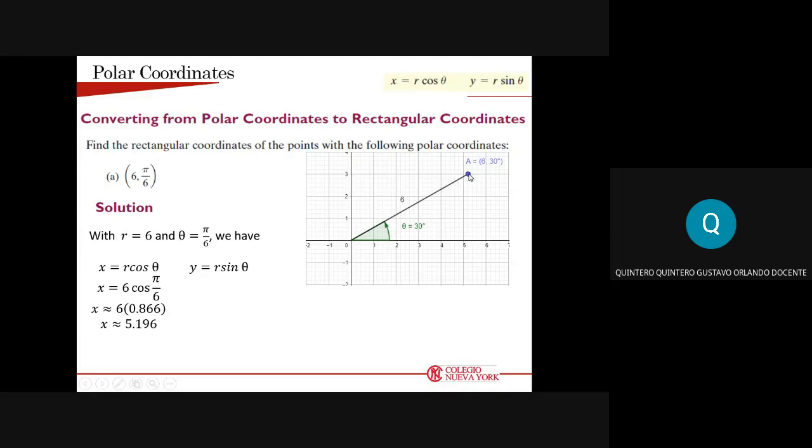Now, can we do it with y? Can we find the coordinate y? We know just from the drawing, it looks like a 3. All right, let's see if it is a 3 or not. So we have y equals 6 sine of pi over 6. Again, all we are doing is replacing the values of r and theta. r equals 6, that's what we have here, and theta equals pi over 6. Putting this in a calculator is going to give us that the sine of pi over 6 is 1/2. 6 times 1/2 is exactly 3.